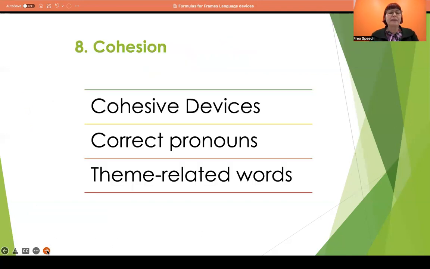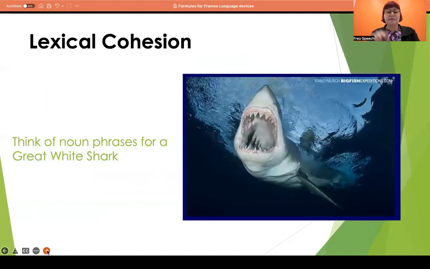And lastly, cohesion. So we have cohesive devices, pronouns, and theme-related words. So cohesive devices: let's think we're going to be writing a story about a great white shark.